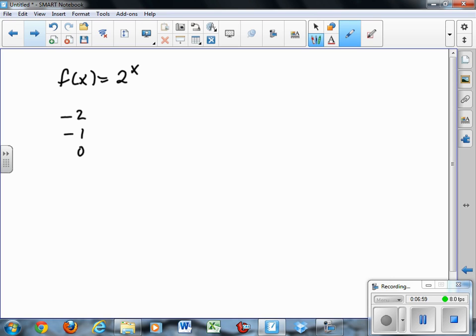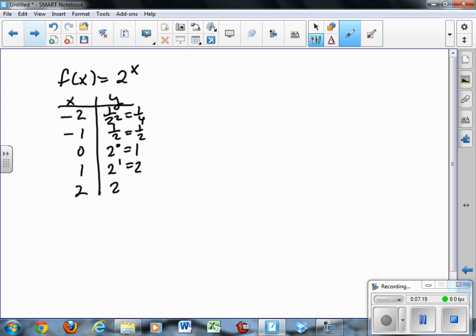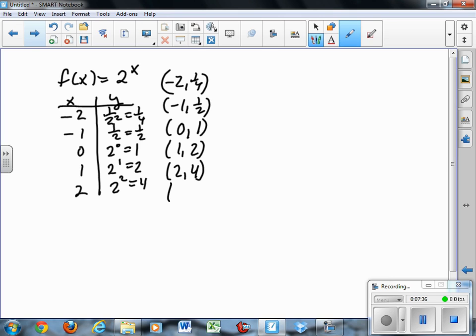And I'm getting, for y, 2 to the -2 would be 1 over 2 squared, which would be 1/4. 2 to the -1 is 1 over 2, which is 1/2. 2 to the 0 is 1. 2 to the first is 2, and 2 squared is 4. So I'm getting points like -2, 1/4, -1, 1/2, 0, 1, 1, 2, 2, 4, 3, 8, etc. Okay, and when I graph that, I get a graph that looks like this.